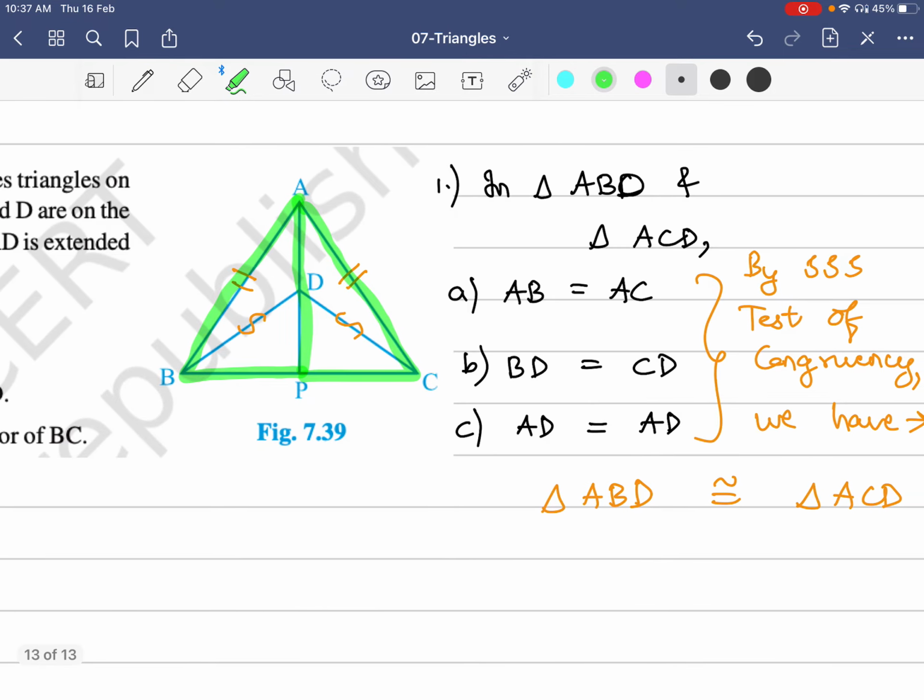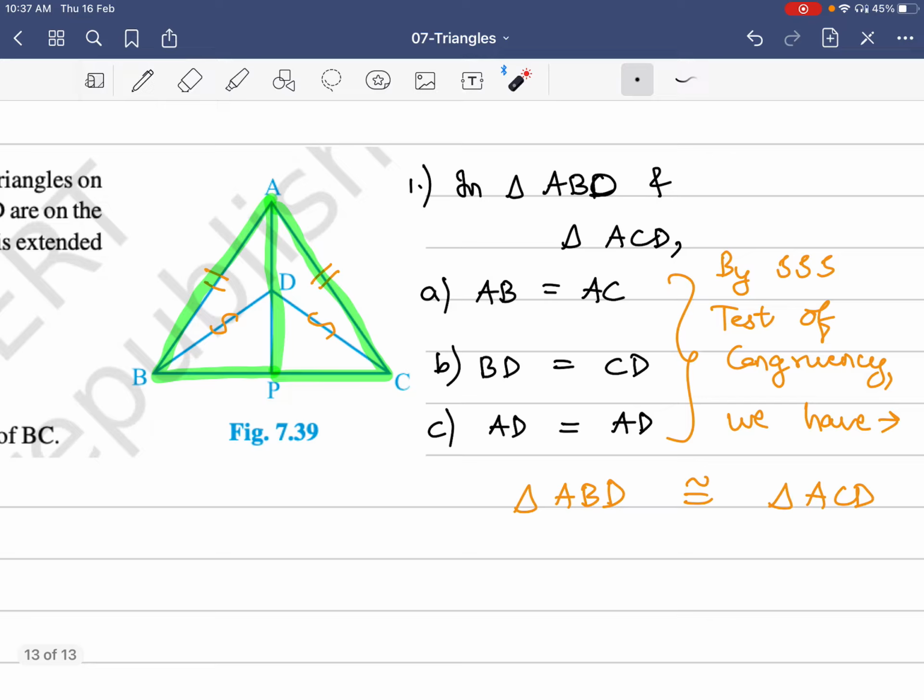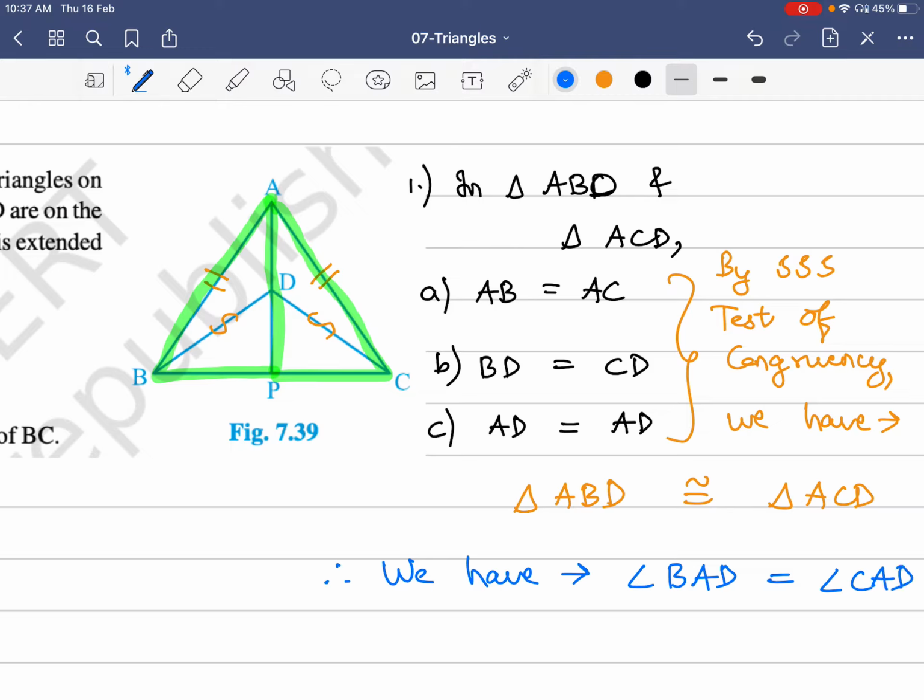Now before we move to the proof, we have shown that ABD is congruent to ACD. That means all three sides and all three angles of both triangles are equal to each other. Therefore, from this congruency, we have angle BAD equal to angle CAD. I'm going to trace that angle with a different highlighter. So BAD, this angle, is equal to angle CAD, this angle.